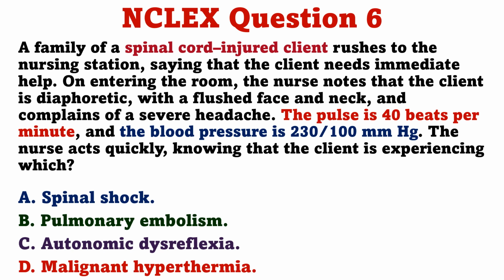Question 6. A family of a spinal cord injured client rushes to the nursing station, saying that the client needs immediate help. On entering the room, the nurse notes that the client is diaphoretic, with a flushed face and neck, and complains of a severe headache. The pulse is 40 beats per minute, and the blood pressure is 230/100. The nurse acts quickly, knowing that the client is experiencing which? A. Spinal shock. B. Pulmonary embolism. C. Autonomic dysreflexia. D. Malignant hyperthermia.